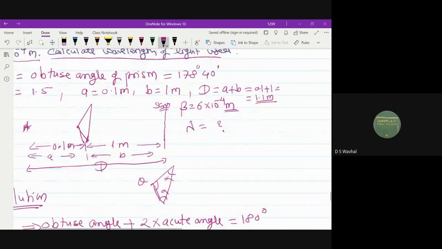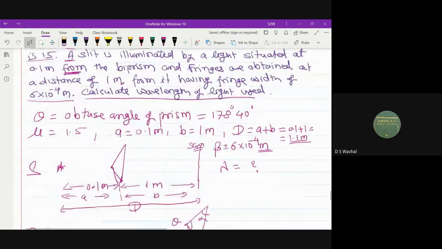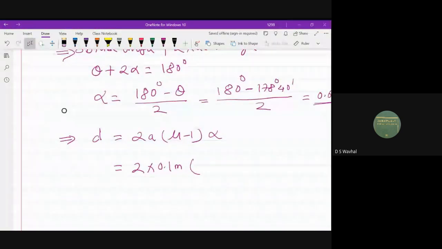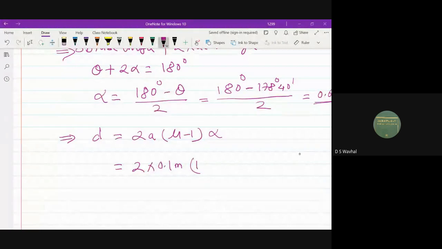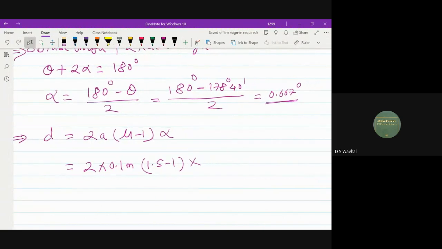Mu is also given. Mu is 1.5. So 1.5 minus 1 into alpha. This alpha is in degree. We want this alpha in radian. In this equation, alpha is in radian. So we have to convert this degree into radian.